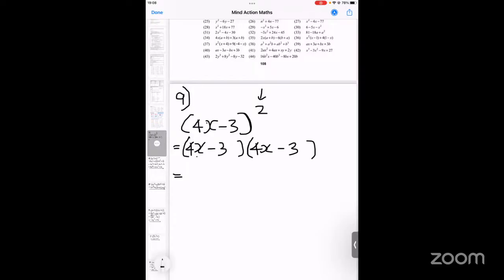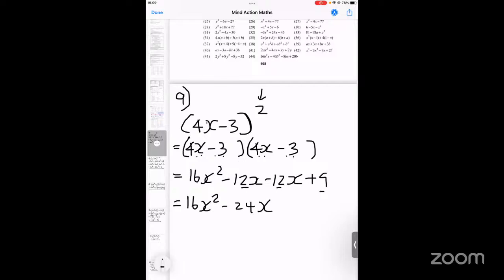Meaning this you multiply by that, it becomes 16x squared. This you multiply by that, it becomes negative 12x. This by that, again, negative 12x. That by that becomes positive 9. So you have 16x squared, and this and that become negative 24x, and then plus 9. So this is the end of it.